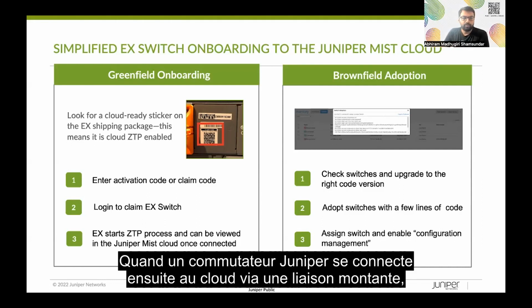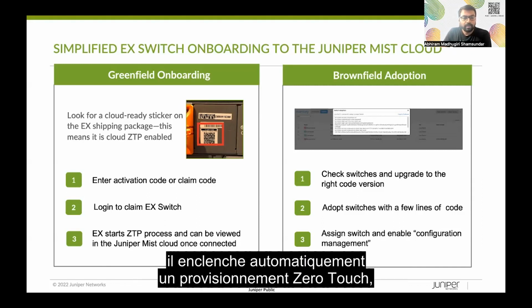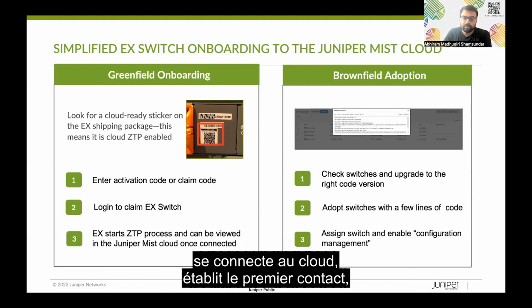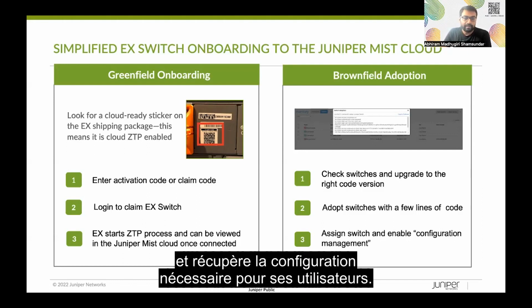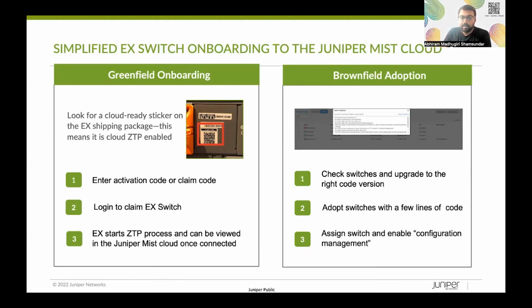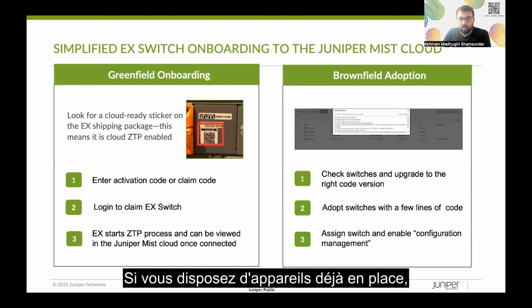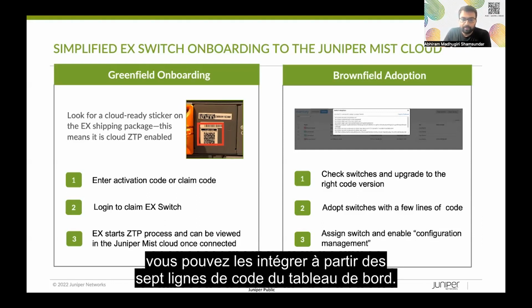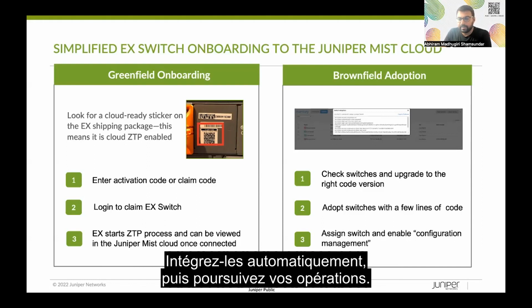Subsequently, when a Juniper switch is connected to an uplink where it can reach the cloud, it will automatically start the process of zero-touch provisioning, go to the cloud, make the initial contact, get the config it requires, and be ready for servicing its clients. If you have existing brownfield devices, you're able to onboard them by using seven lines of code that are available on the dashboard, onboard them automatically, and then move further from there.